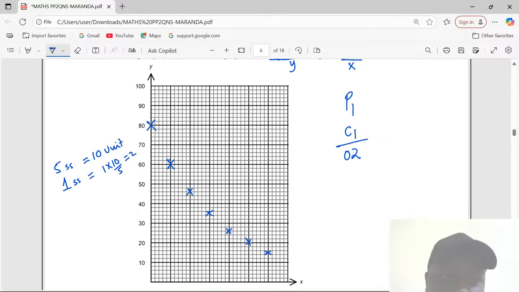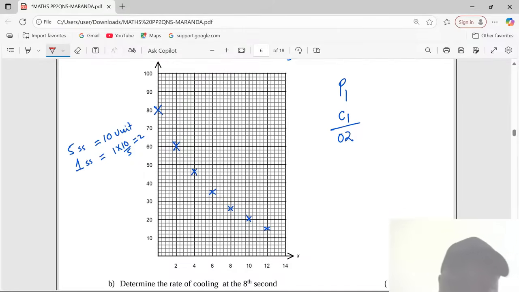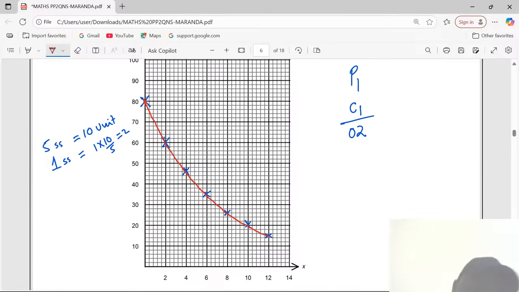Now I'm supposed to connect using a very smooth curve. I'm changing the ink so that I make it very visible. A smooth curve. Wow, very smooth. Look at that. Perfect. And I'm using my free hand. Let me know the kind of curve that you can see. Are you able to see a perfect curve?